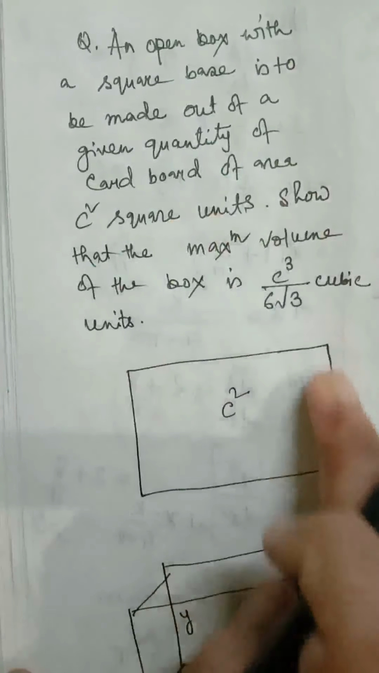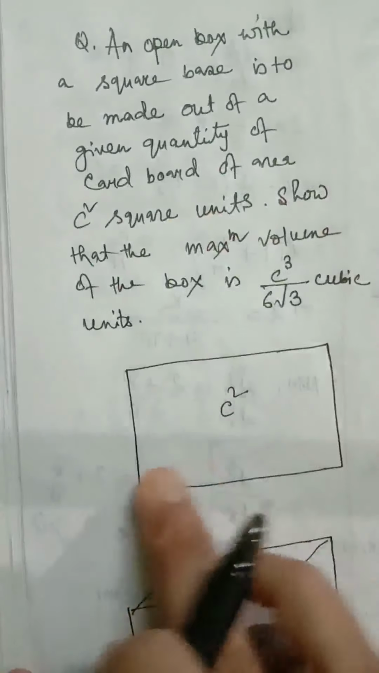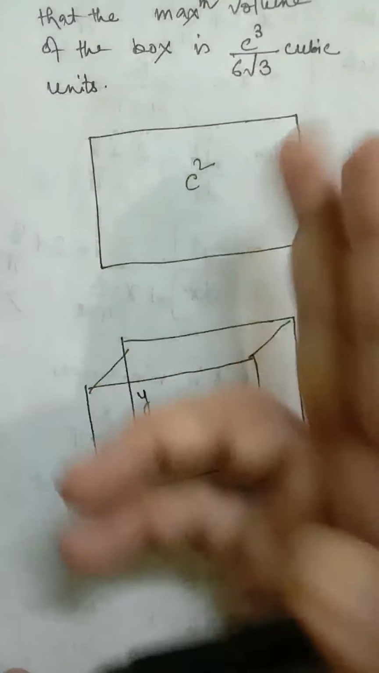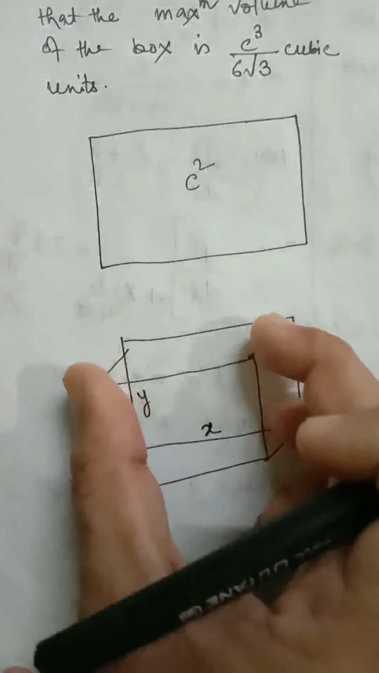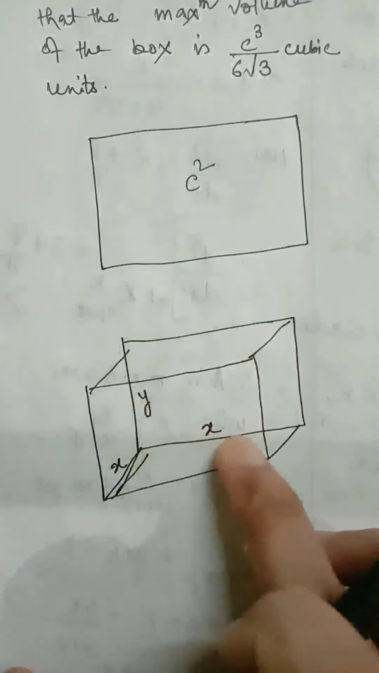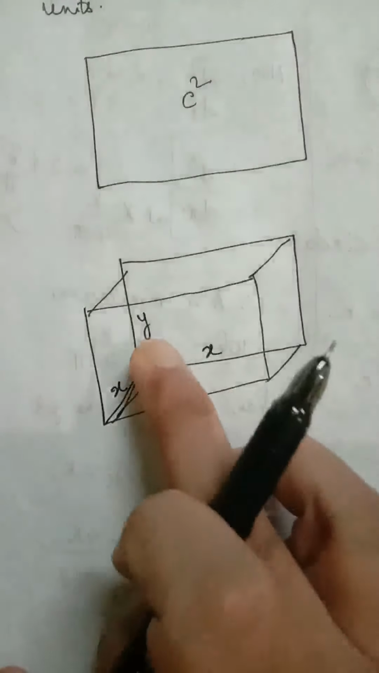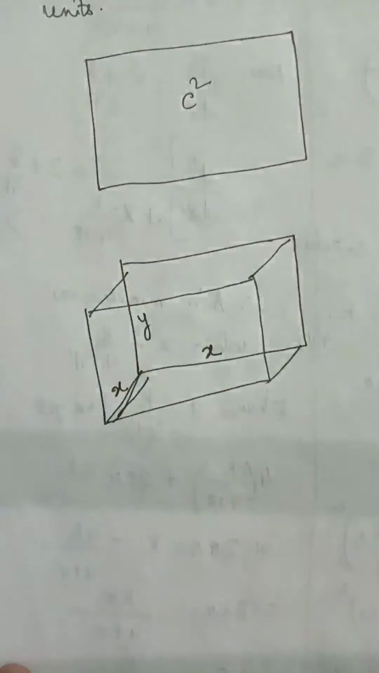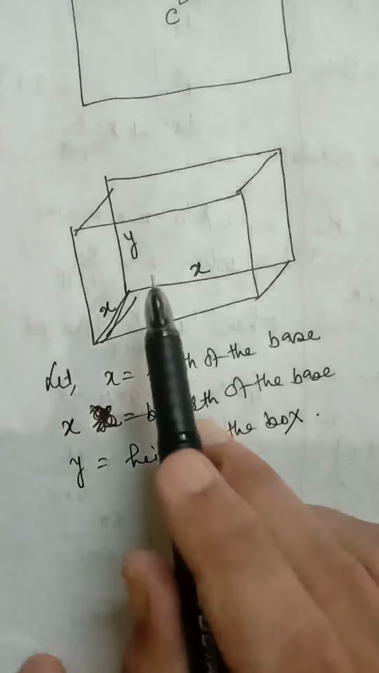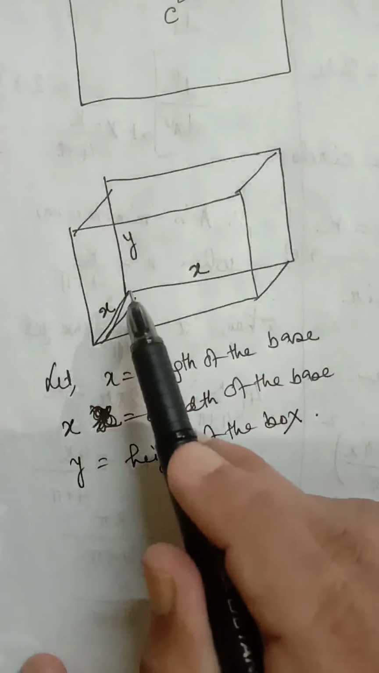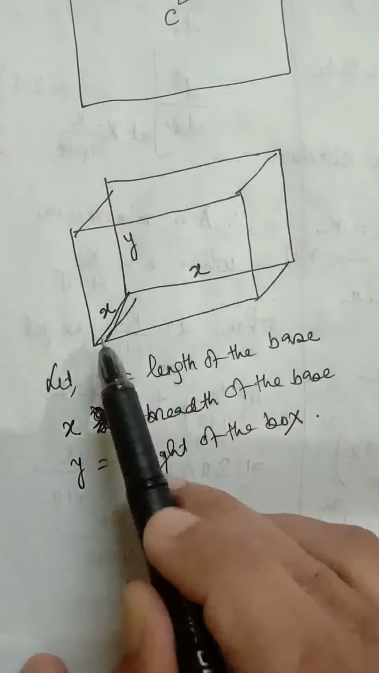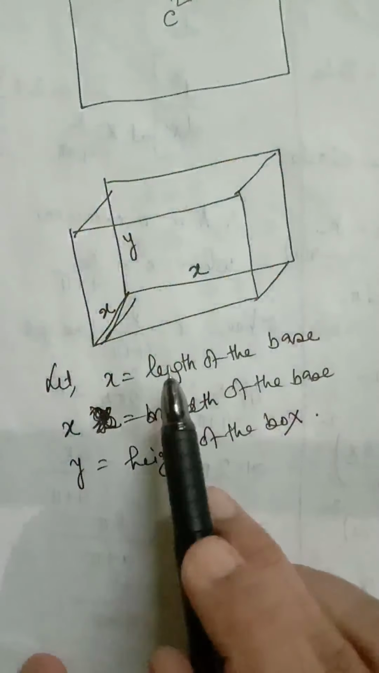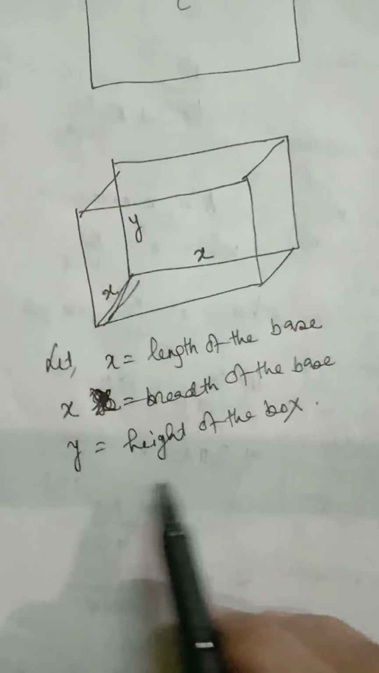A piece of cardboard of area c square units is given, and by cutting this cardboard, we construct an open box with a square base. Suppose x is the length of the base, x is the breadth of the base, as the base is square in shape, and y is the height of the box.